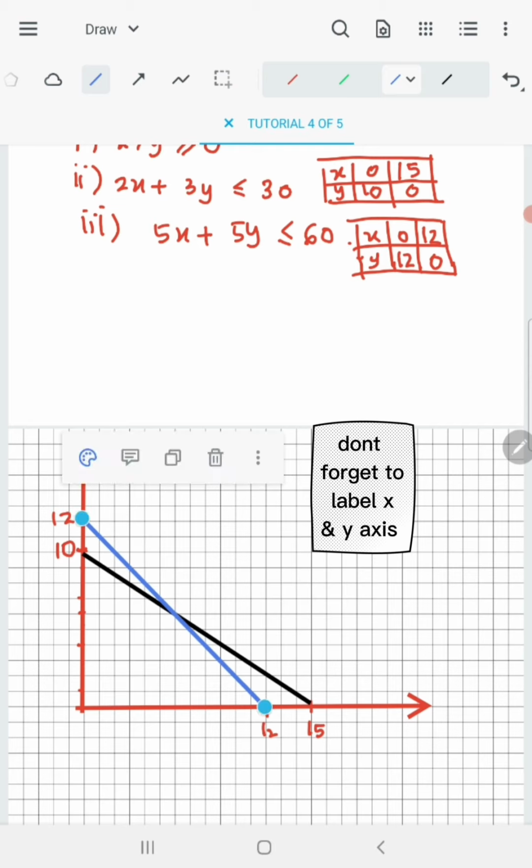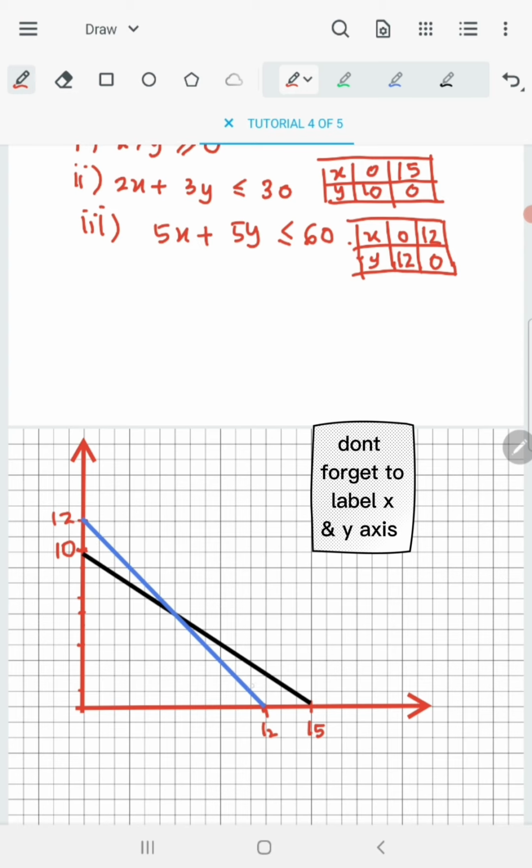Okay, so another one. The blue line, I put in blue, is 5x plus 5y equals to 60. And then another one, the black line, is 2x plus 3y equals to 30.